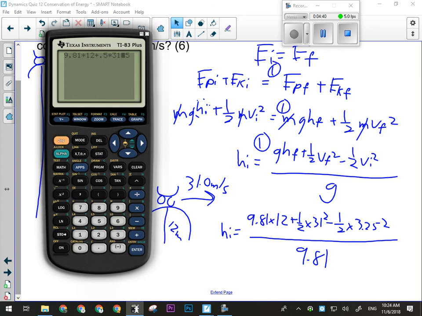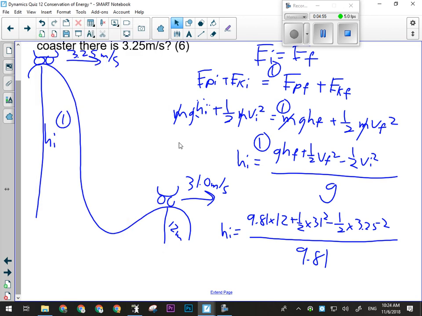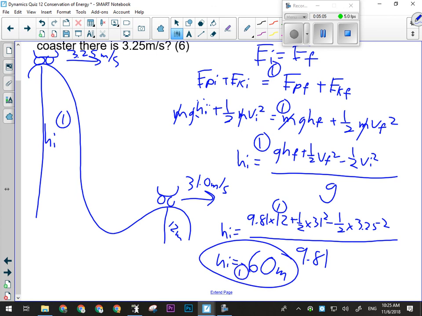31 squared minus 0.5 times 3.25 squared, divided by 9.81. All right, so the initial height of that roller coaster is 60 meters. I think we only have 2 significant figures there, right? Yep. So 1 mark for this step and 1 mark for the initial height is 60 meters. That should be 6 marks. Yep. All right, so mark out of 11, I think. Okay, mark out of 11 at the top. Let them see it. Hand them in on the table there, please.